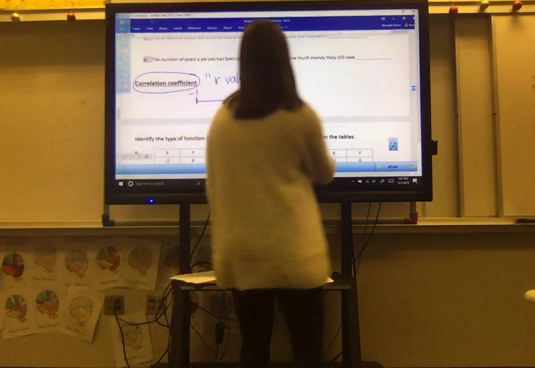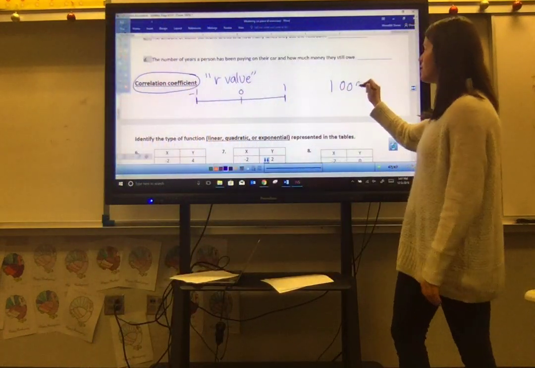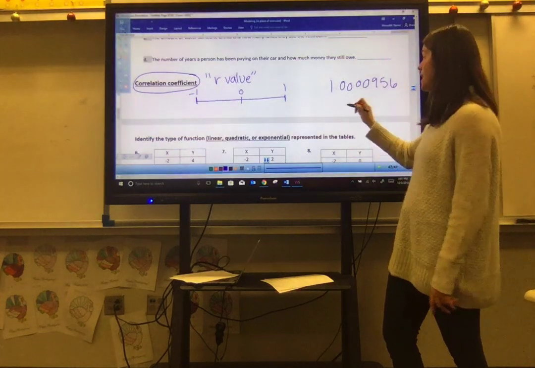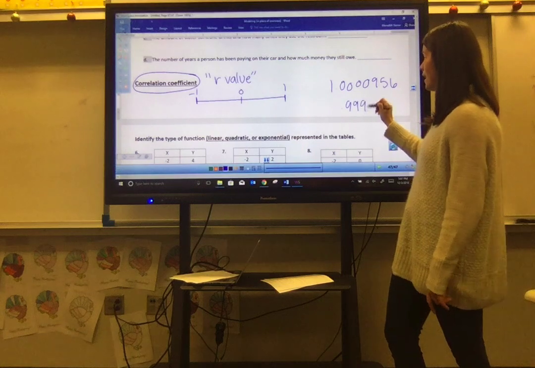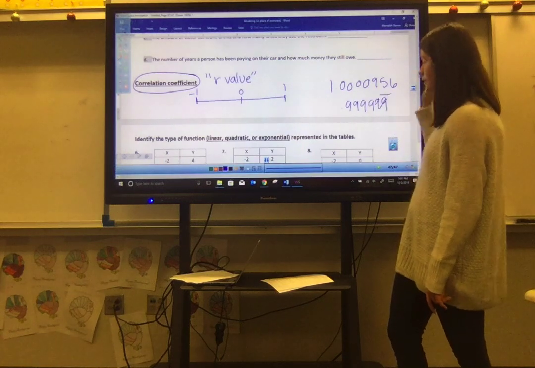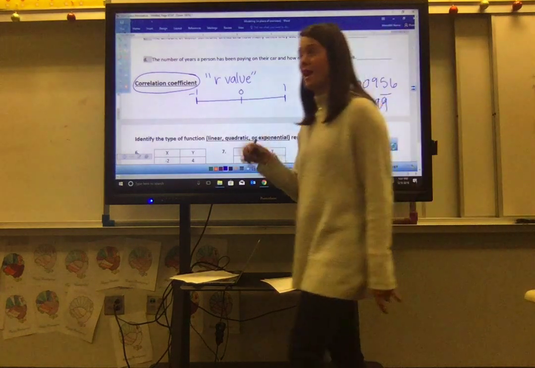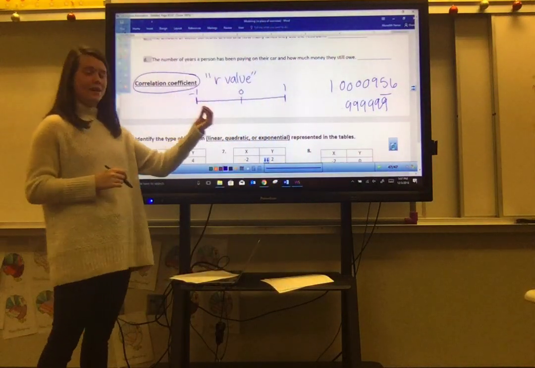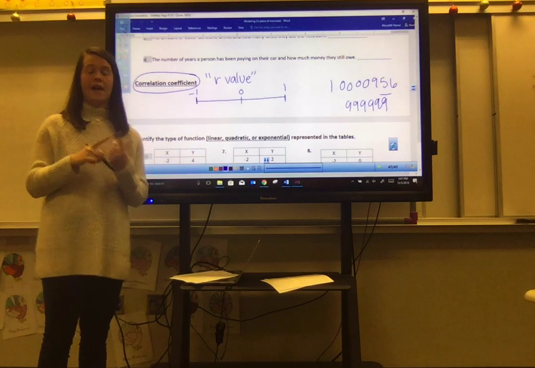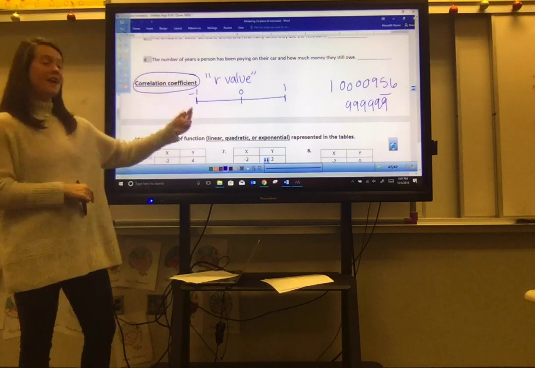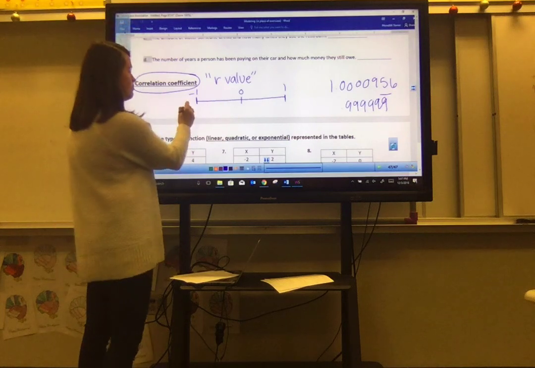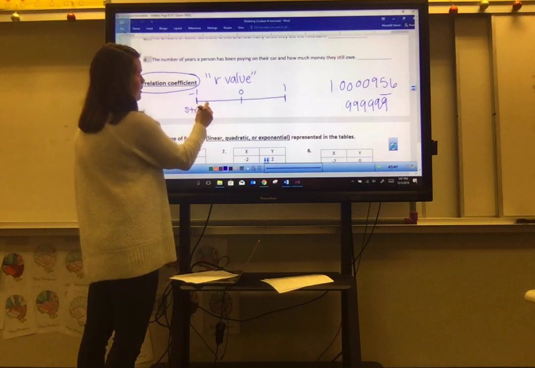You could never have 1.0000956. You would never have that. You might have 0.999999999 repeating. Sure, that works, but not over 1. And the way that it breaks up is this tells you if it's strong and if it's positive or negative. -1 means it's a strong negative correlation. Strong negative.